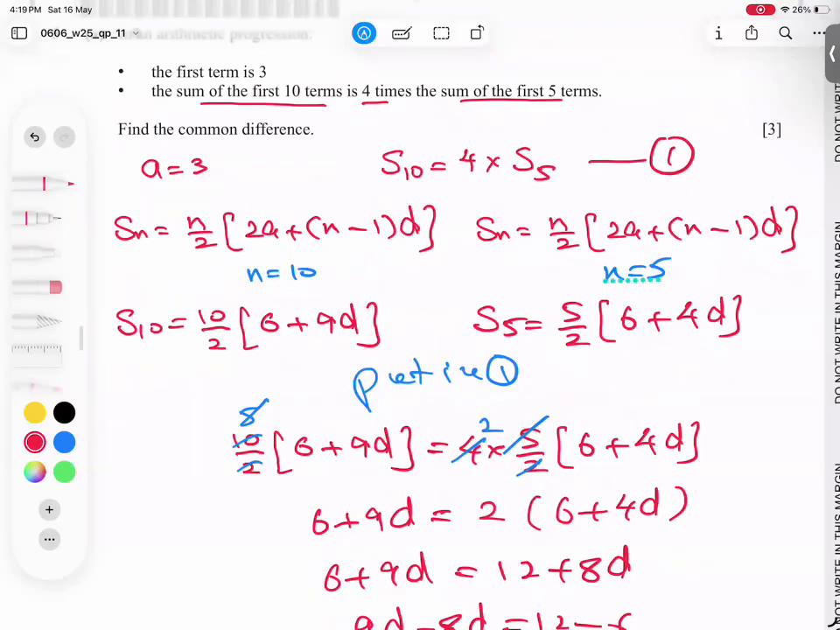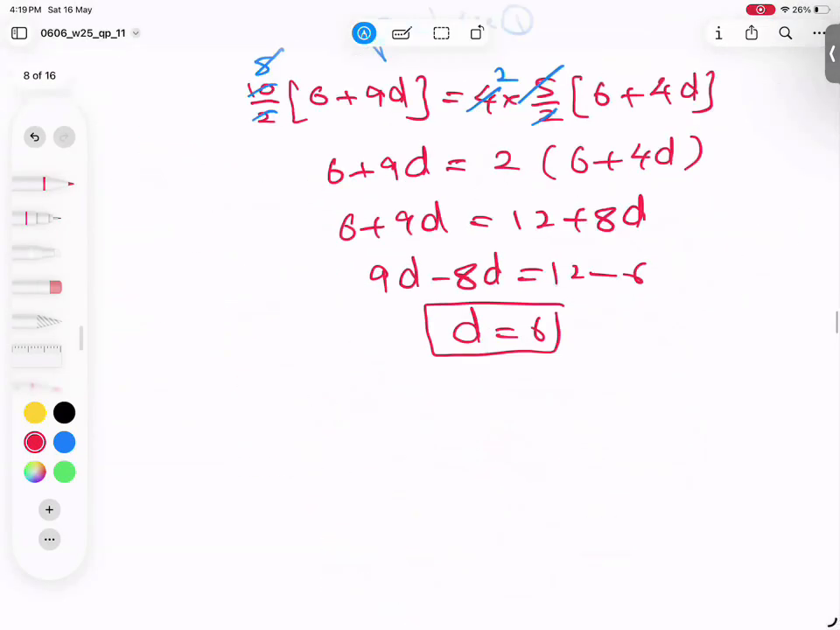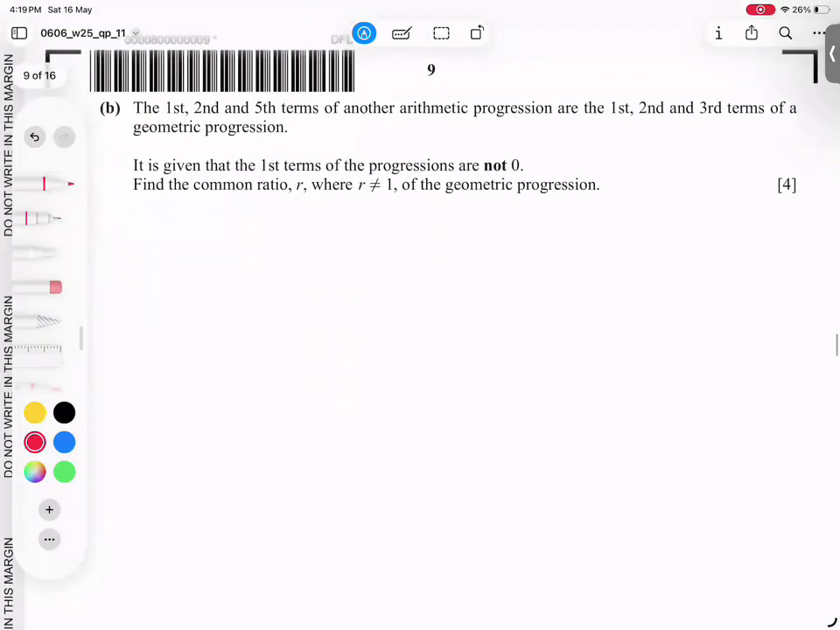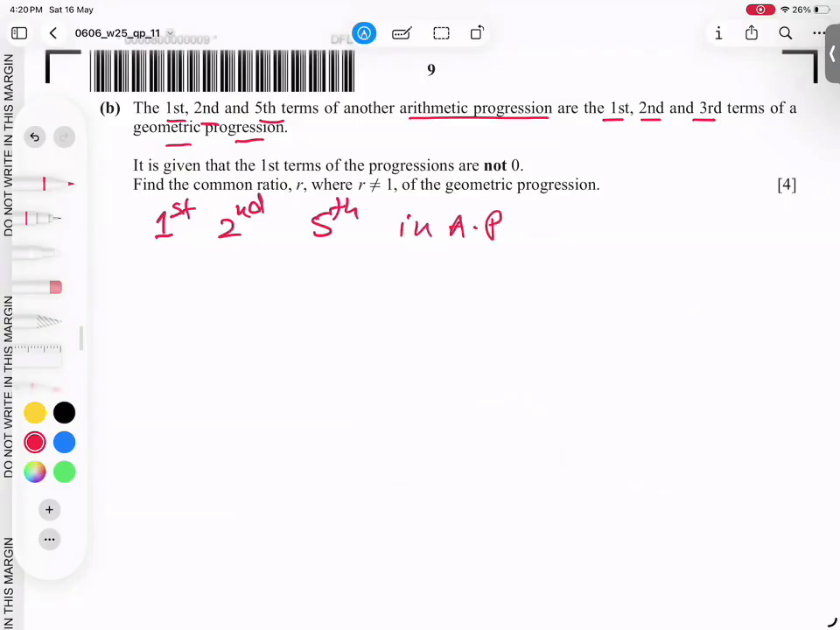Now we are going for the next part, and for the next part we have another page. He is asking that the first term, second term, and fifth term of another arithmetic progression are the first term, second term, and third term of a geometric progression. Interesting. Let's think about it. First term, second term, and fifth term in the AP. Okay, let's decide it.